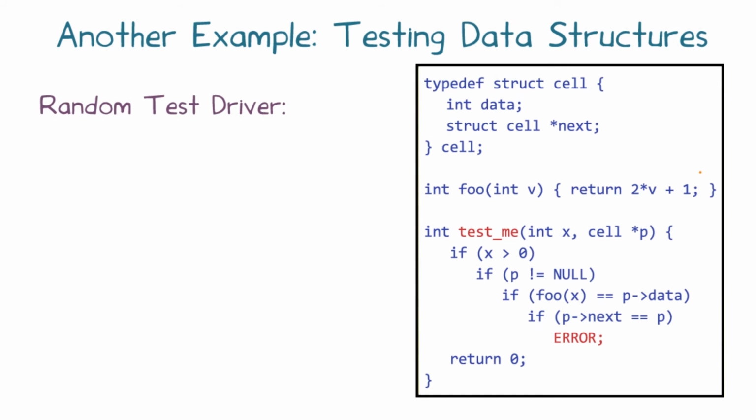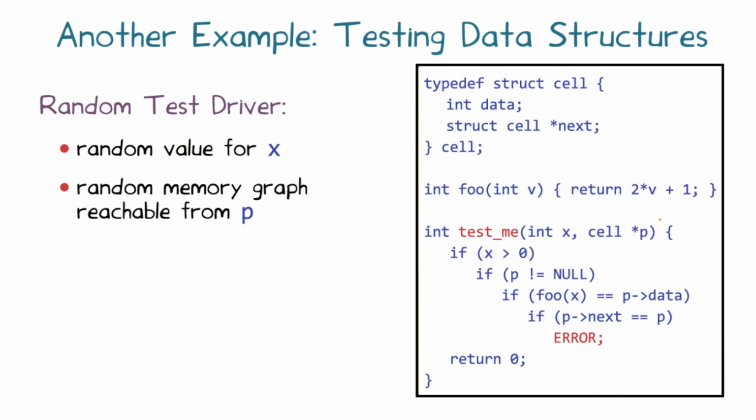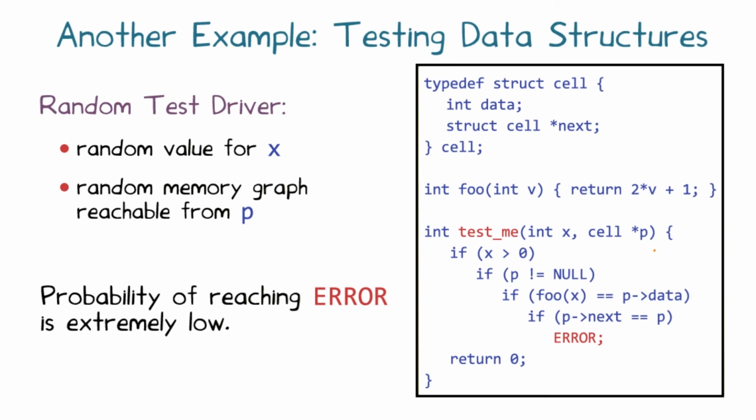A typical random test driver would do the following. It would generate a random value of x and a random memory graph reachable from an initial pointer p to give to testMe, filling in random values for the data field in each node. The probability that even the third condition, foo of x equals p dot data, is true is extremely small. In fact, 0 if p dot data is even. So it's highly unlikely that the error in this function would be caught by a random tester.